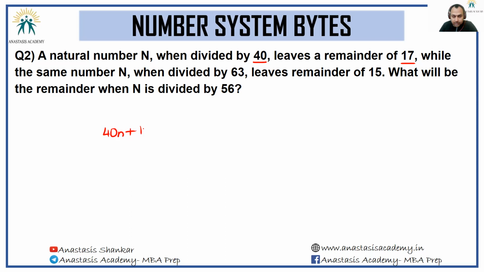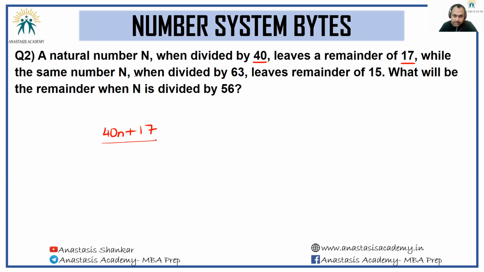So the number is of the type 40n plus 17. At this time, hopefully you can see, if I know the remainder with 40, I also know the remainder with factors of 40. So remainder with 10 is 7, remainder with 5 is 2, remainder with 2 is 1. I know the remainder with factors of 40.